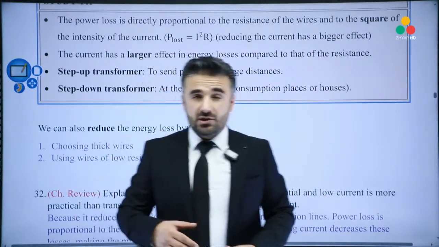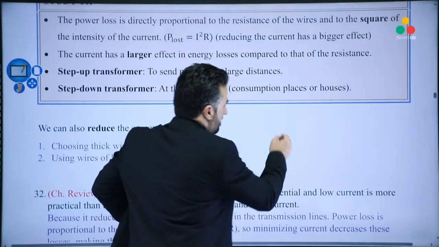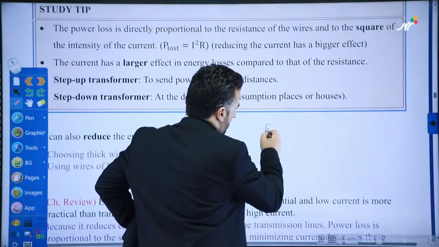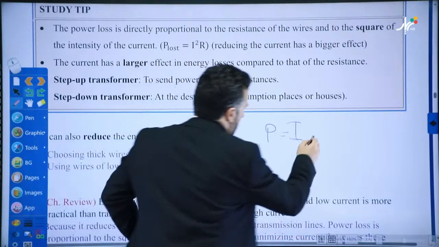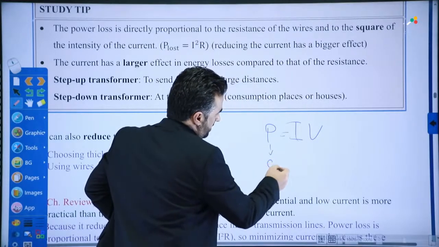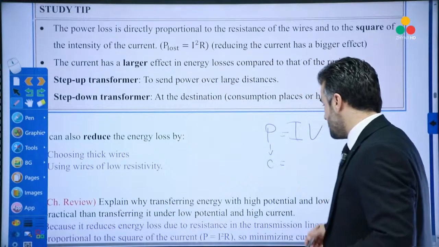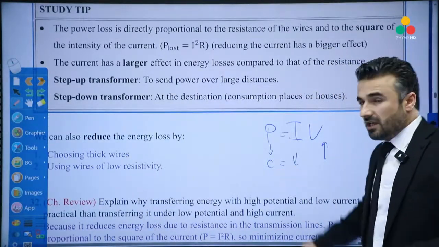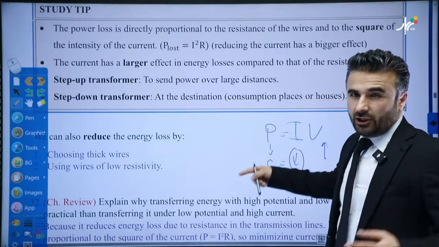Why? Because the power that we use is fixed. We know that power equals current times the voltage, and this value is constant. So why do we need to use a step-up transformer before we send it? Because if you increase the voltage, the current will decrease, since this value is constant. By doing this, you are decreasing the current.